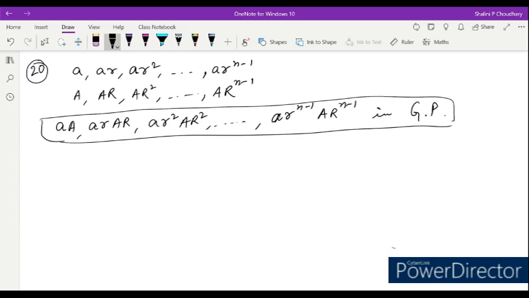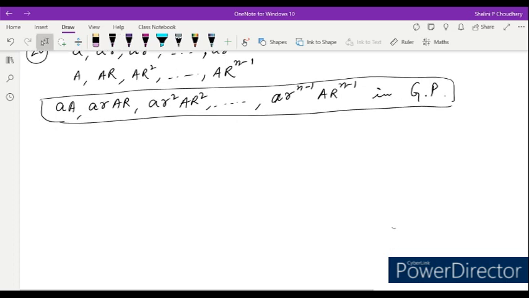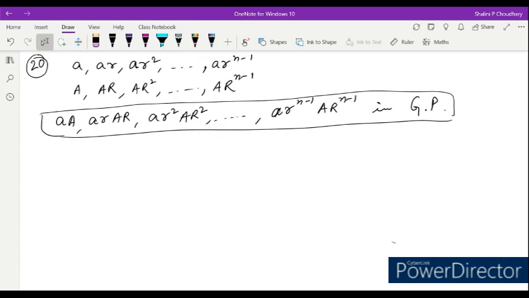So first of all, the product sequence that we found, to prove that these are in GP we have to find out the ratio. So what will be the ratio? Second term divided by first term, A2 divided by A1, that will be equal to a r capital A R divided by small a capital A, capital A cancel, a cancel. So what is the ratio? Small r into capital R. This will be the ratio.